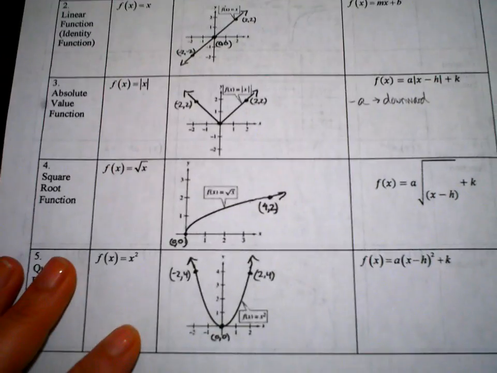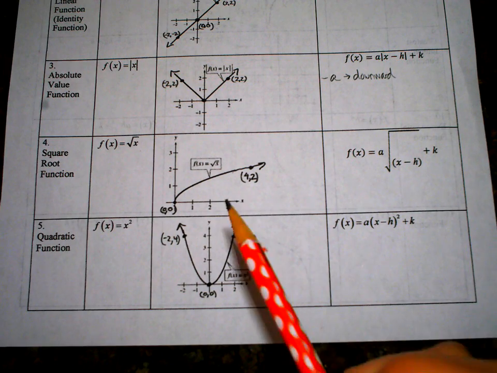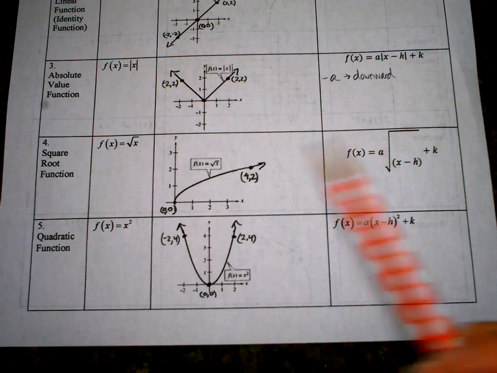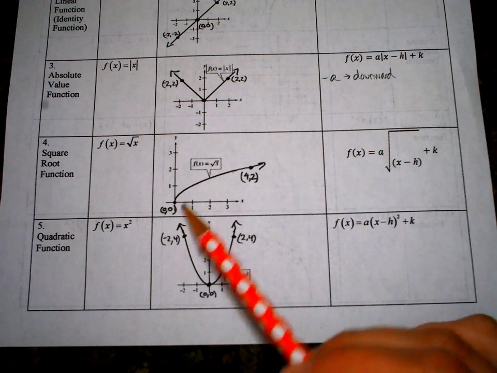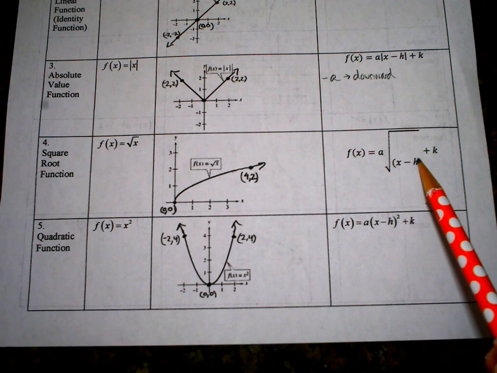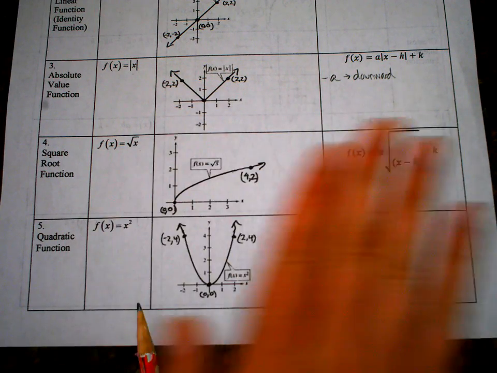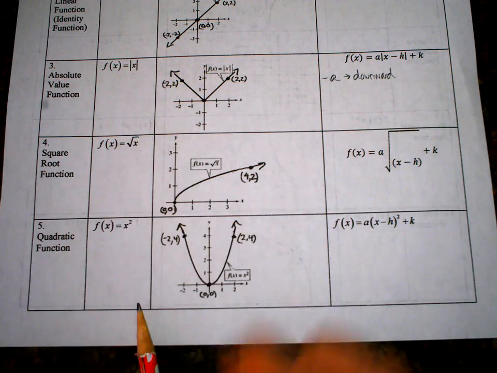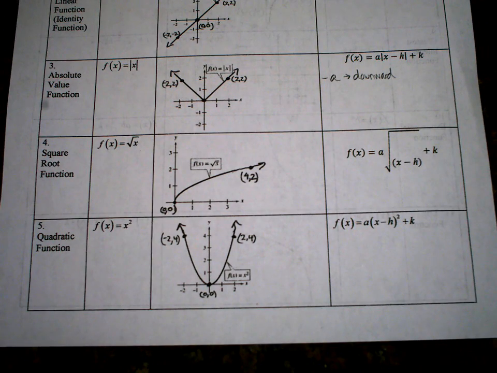Okay, number 4, square root function. Square root function has a defined starting point, and then depending on positive a or negative a, would make it go upward or downward. This h and k again shifts it up, down, left, right, however, okay? h goes left or right, k goes up and down. So we're good with that.